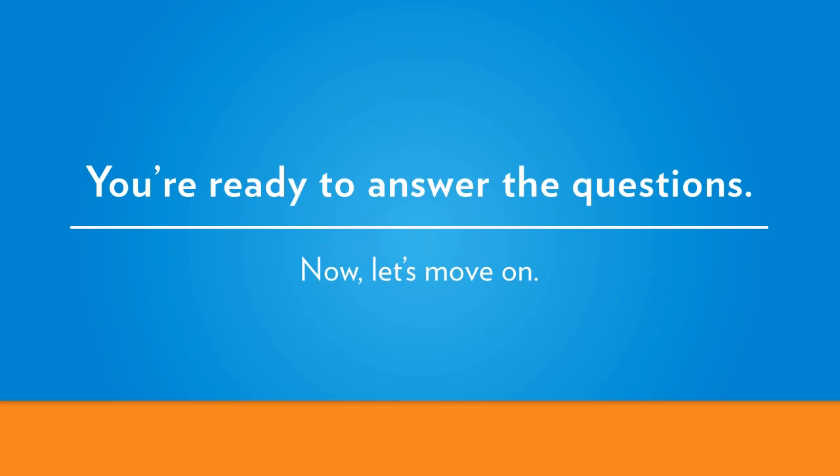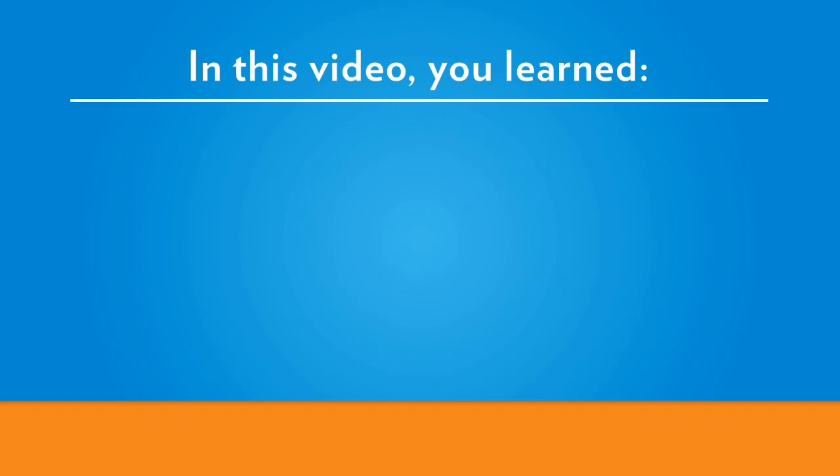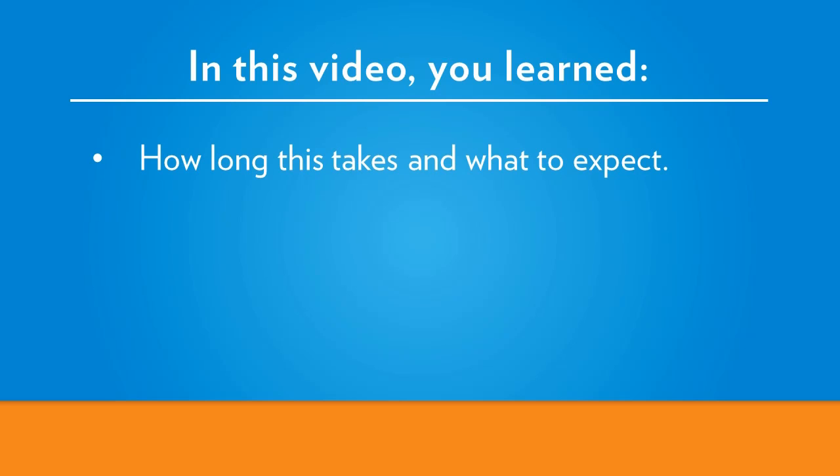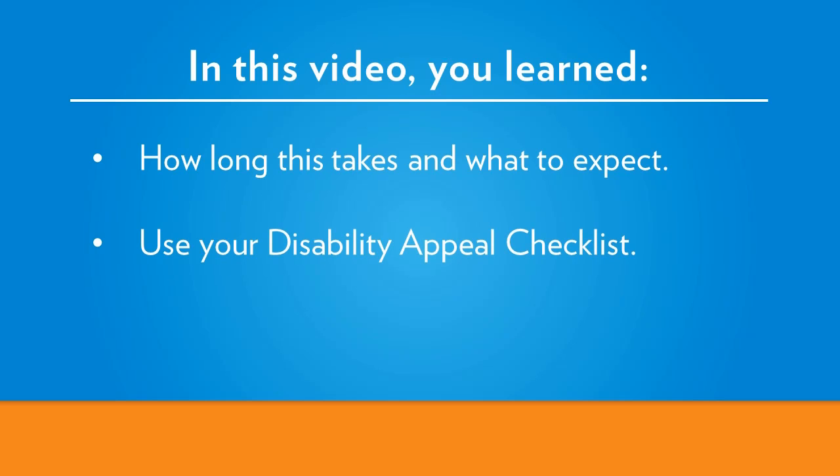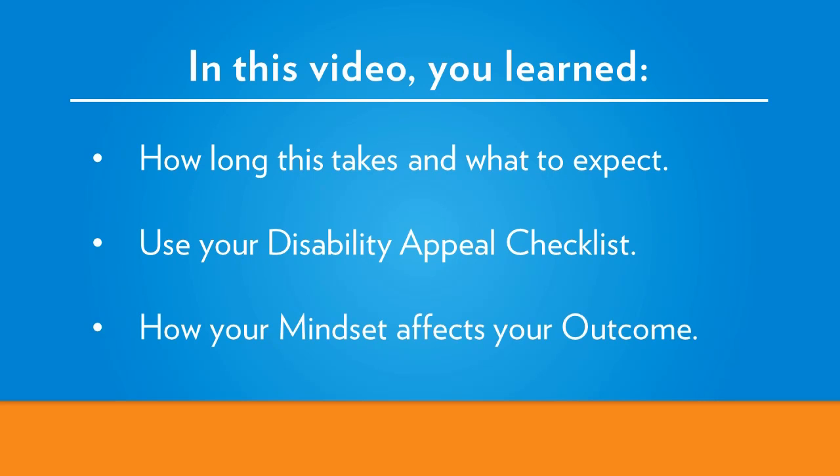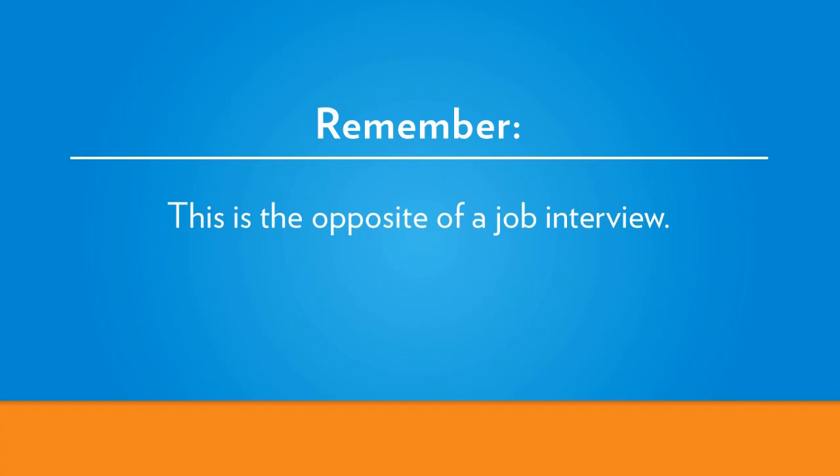Now that you're prepared to answer questions successfully, let's move on to the next section. But before we do, here's a quick summary of what we've covered in this video. First, we explained how long Social Security will take to process your claim and what you can expect. Next, we reviewed how to organize the information Social Security requires when you submit your online appeal using the appeal checklist. And lastly, we showed you how your mindset directly affects the outcome of your case.